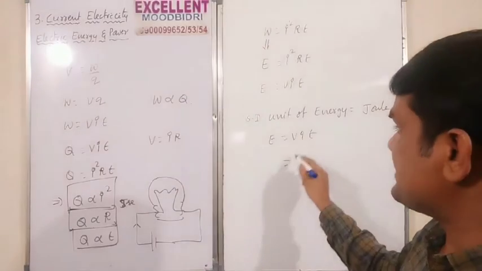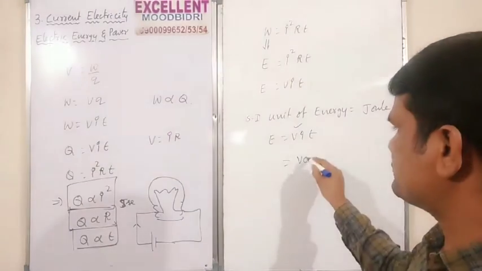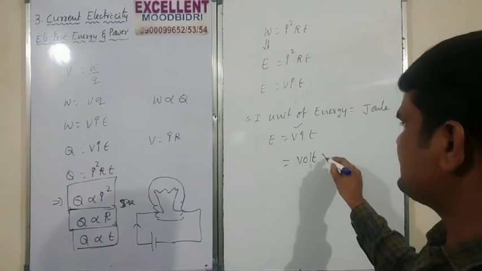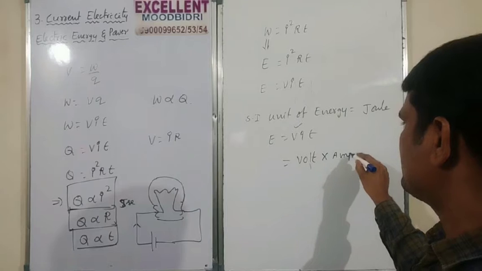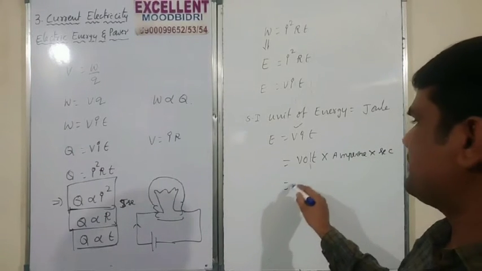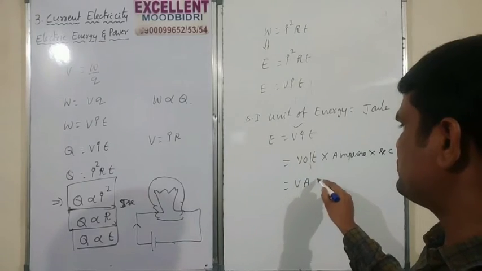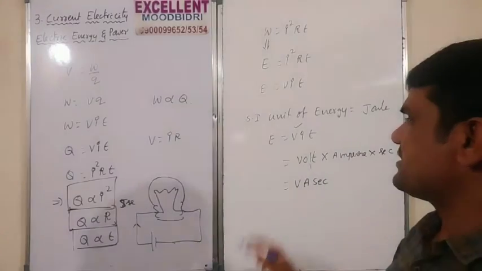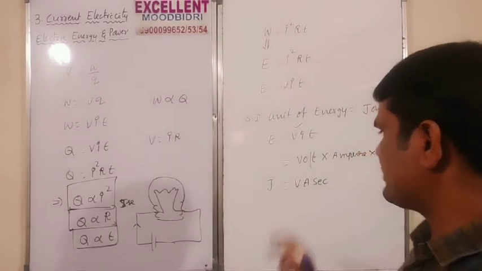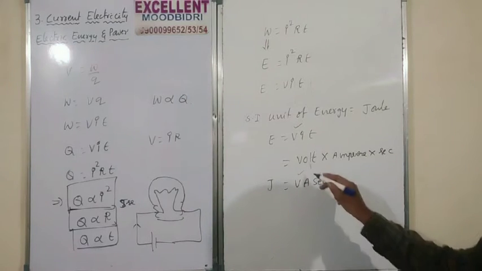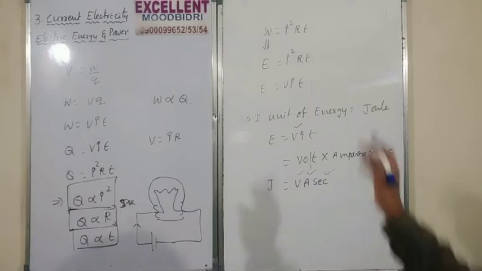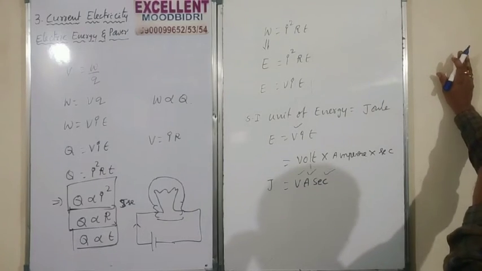What is the SI unit of V? Volt. What is the SI unit of current? Ampere. Time is second. So volt ampere into second is the SI unit of energy, which means joule. Joule is equal to volt ampere into second. Right, dimension formula, everything we know. This is the electrical energy.